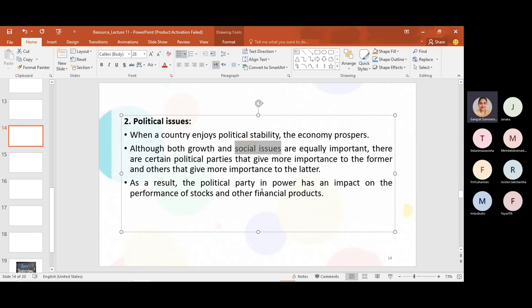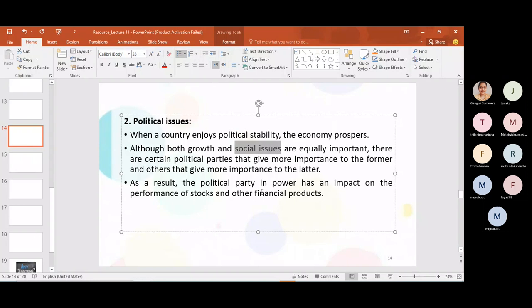They do not give much attention to economic growth. They will pay their attention to solving social issues. So with those kinds of political parties, the economy will not prosper much. Because they are not paying attention to economic growth, they are paying attention to social issues, there will be no considerable economic growth in the country. So it depends on the political party, on whether they are giving importance to growth or to social issues.